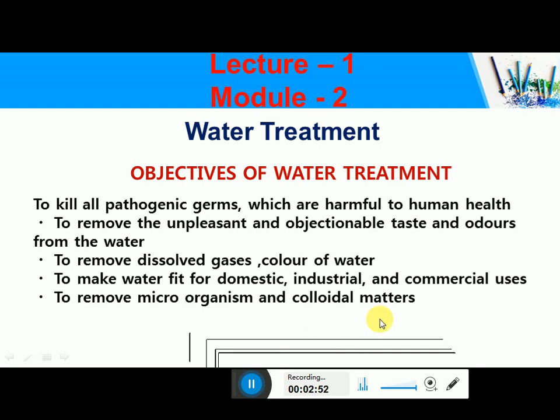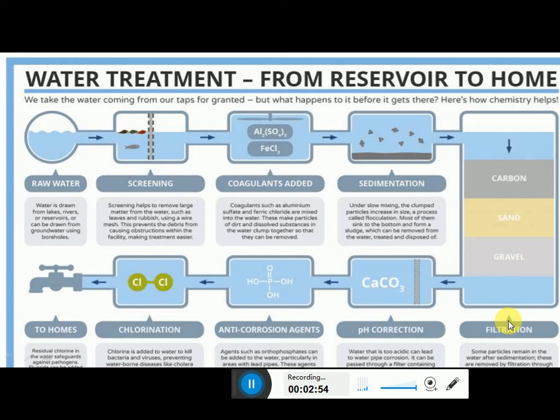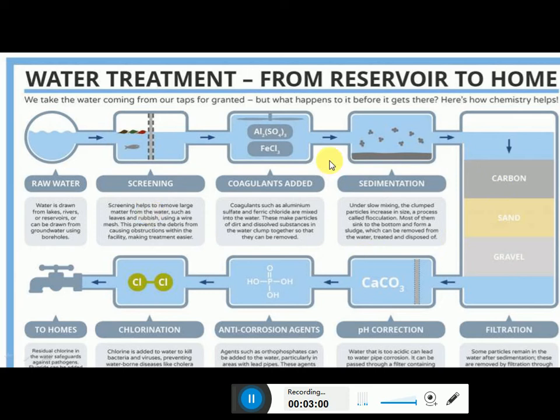To do all these things, we have to have a treatment plant like this. From the reservoir till it reaches your home, all these things will happen. Raw water is nothing but the water which is directly extracted from lakes and rivers using designated pipelines. Then we have a process called screening. Screening helps to remove large matter from the water, such as leaves and rubbish. It consists of perforated screens called bar screens, which remove the floating material from the incoming water stream.